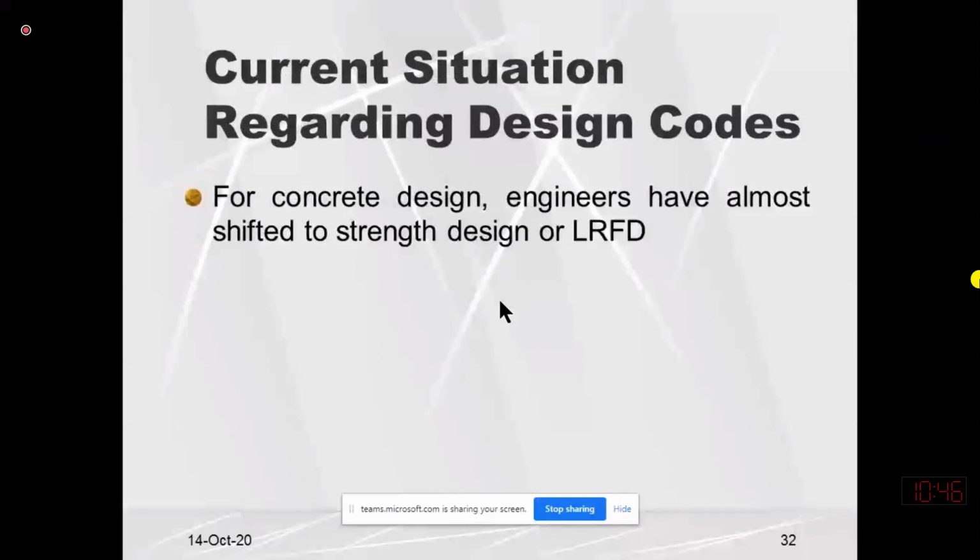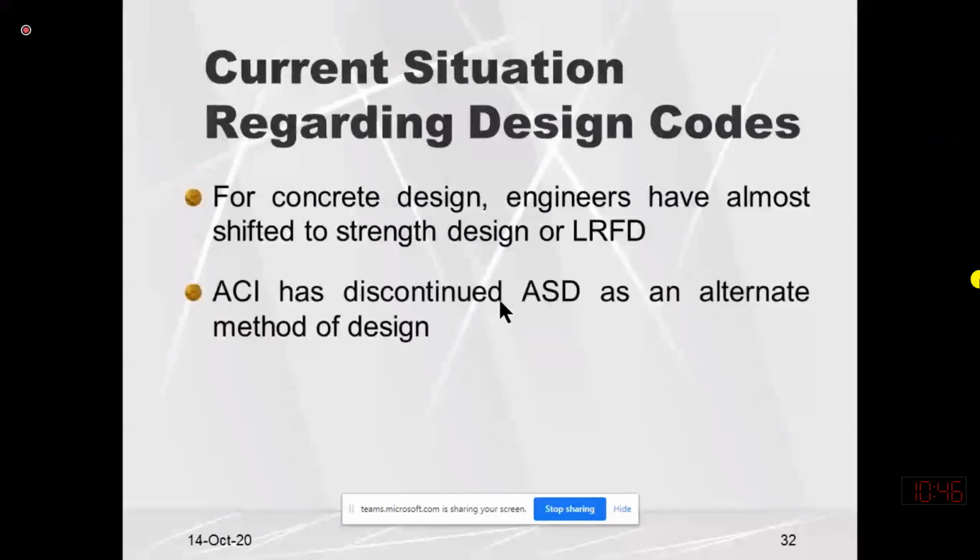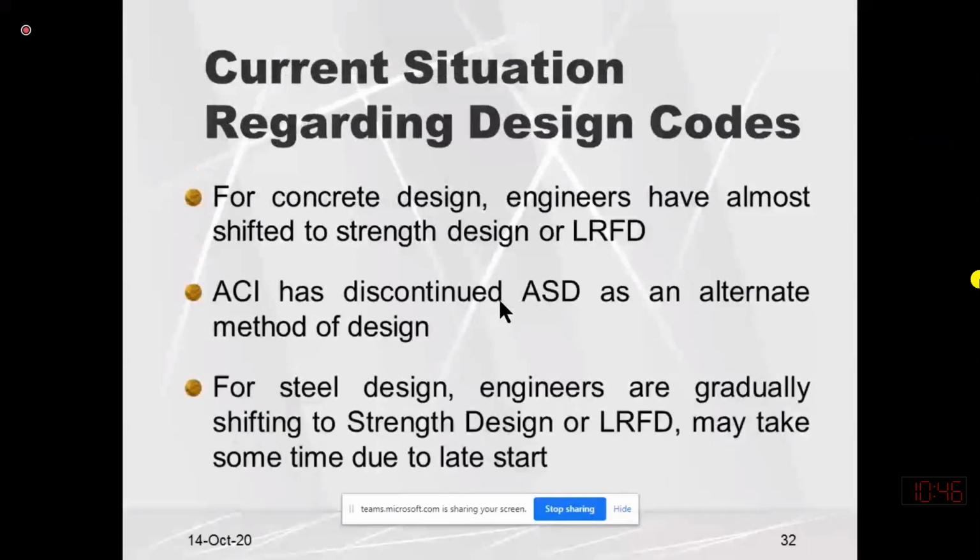So what is the current situation? Design engineers have almost shifted to the trend of design by LRFD. ACI has discontinued ASD as an alternate method for design. For steel design, we are still using both methods. Some parts we still design using ASD. For example, in our design classes, you will see that I will explain some of the members we are designing by ASD. When the method is developed for LRFD, maybe we will have to discard the ASD method for the design of that member.